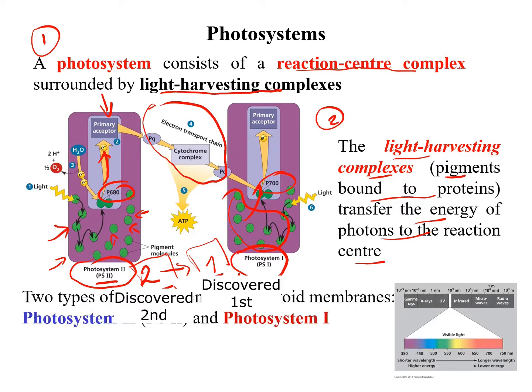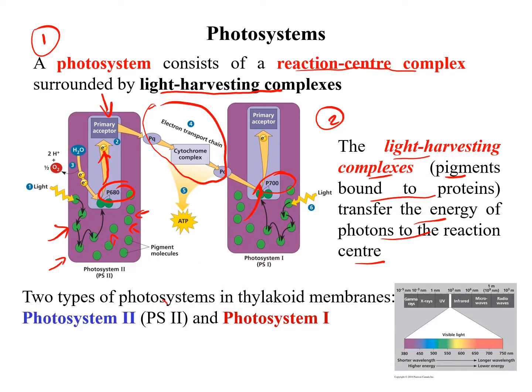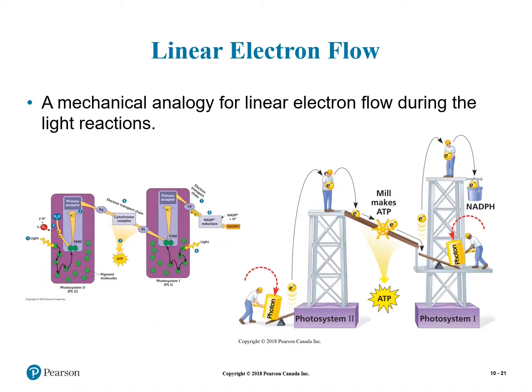And finally, I told you that there are two photosystems in the thylakoid membrane, photosystem 2 and photosystem 1. In your textbook, they also give you a very cool and much simpler explanation of what happens with the linear electron flow during photosynthesis. They show you a mechanical analogy for electron flow during the light reactions.